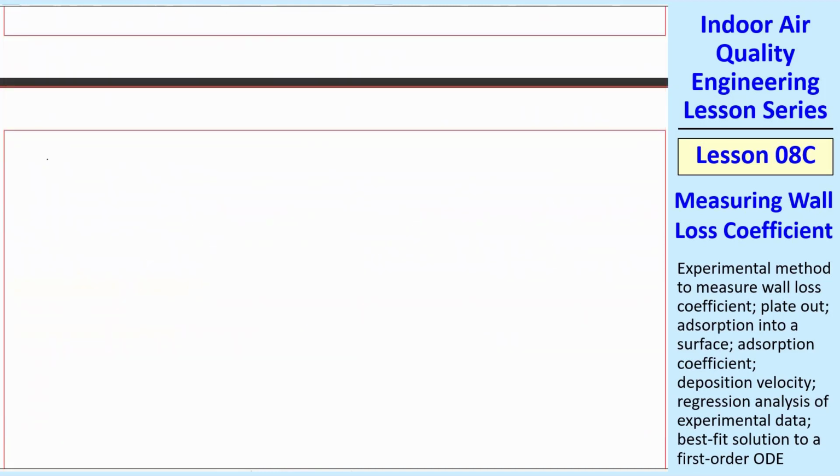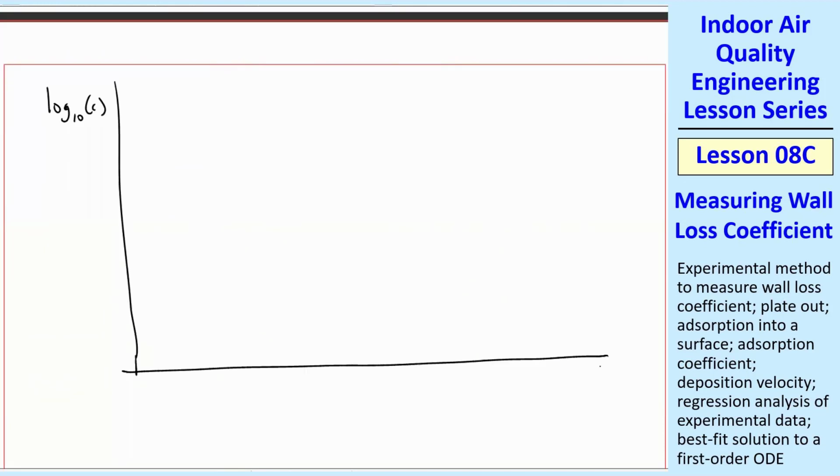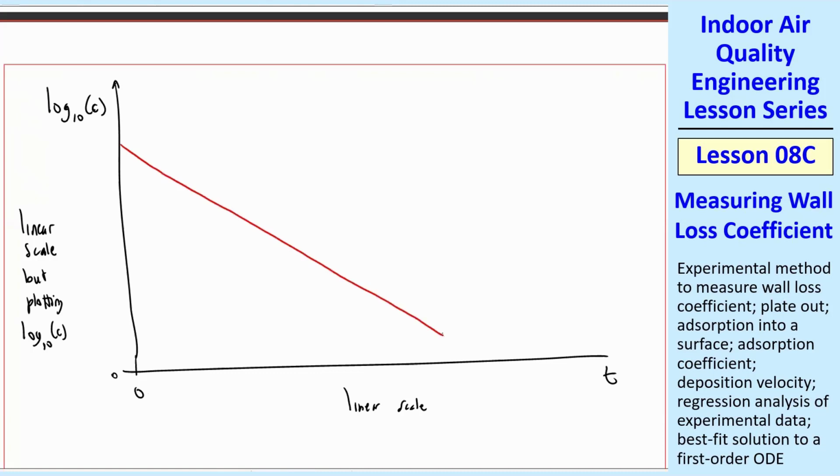Now if I take the same data that we started with, but I plot log10 of c versus time, time is still a linear scale, and this is a linear scale, but we're plotting log10 of c rather than c. Again, that's not the same as a log scale. It'll look like a log scale, the same kind of behavior, but we're plotting a linear scale of log10 c, and then you plot your data. And so what you should get is a nice straight line.